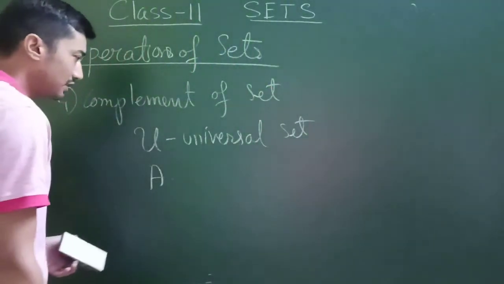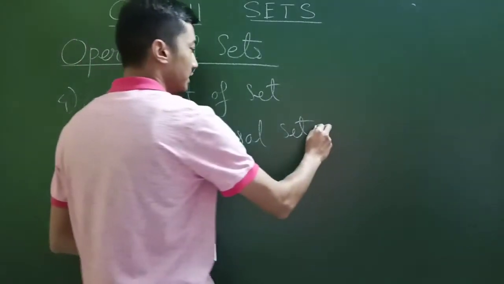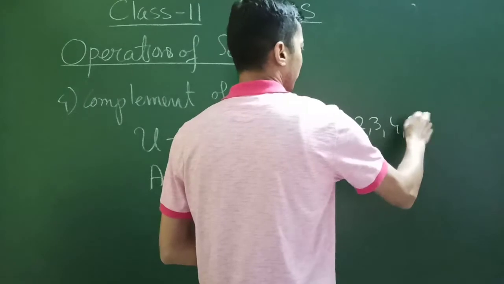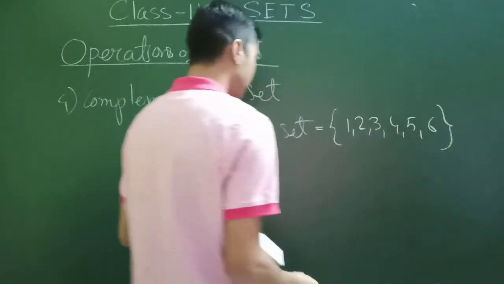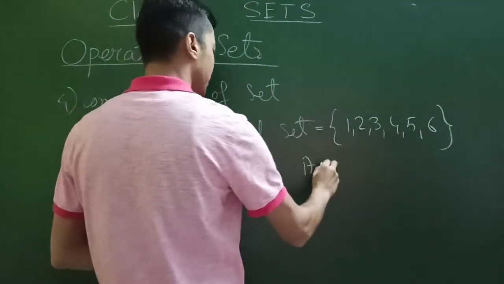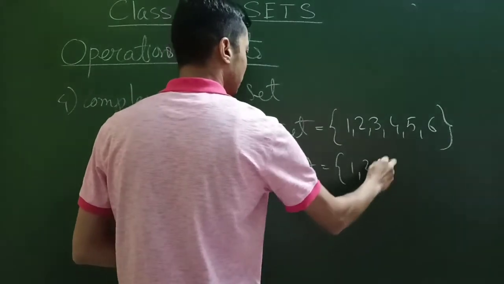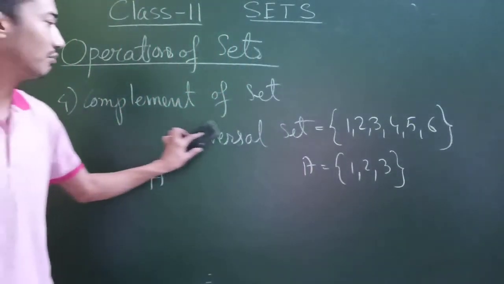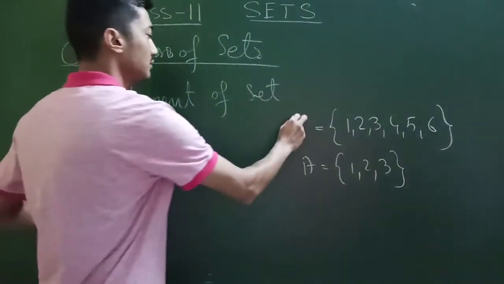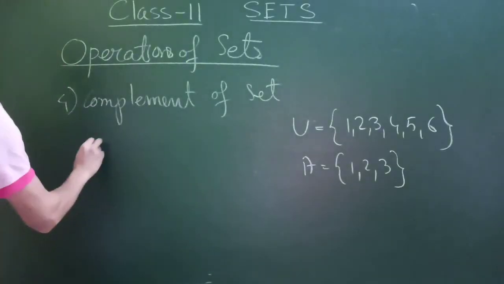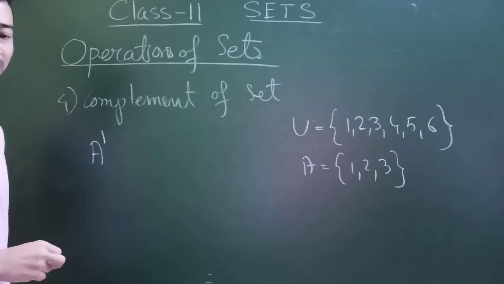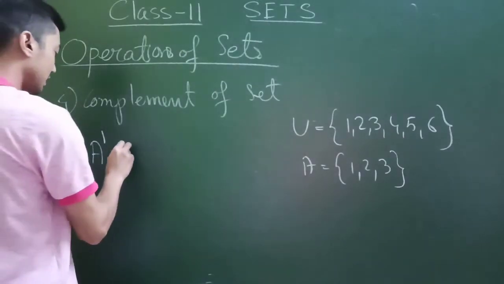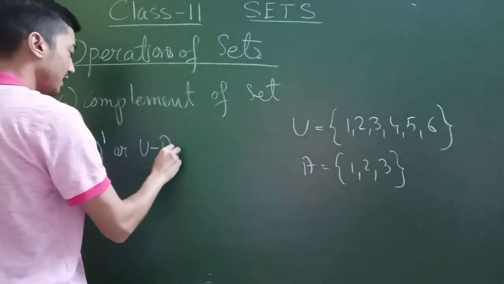Then A complement. For that, let me assume examples. The universal set is 1, 2, 3, 4, 5, 6. Okay? And set A, I will assume 1, 2, 3. Now, how do we denote a complement of a set? It is generally denoted by A dash. Complement of a set is generally denoted by A dash, or even sometimes U minus A.